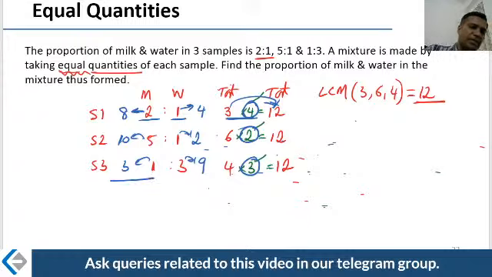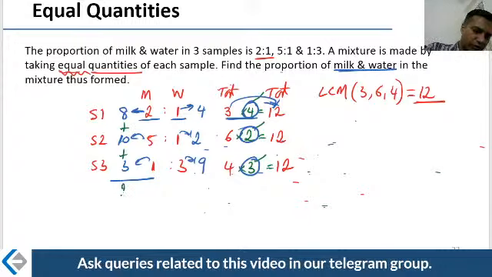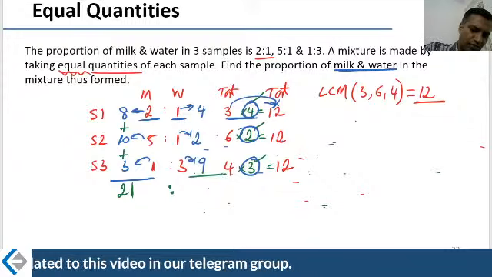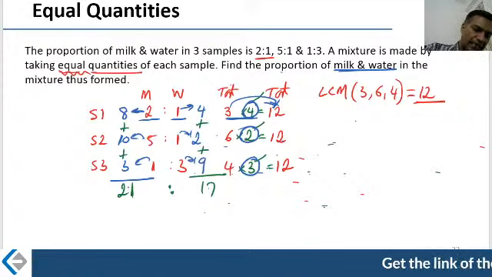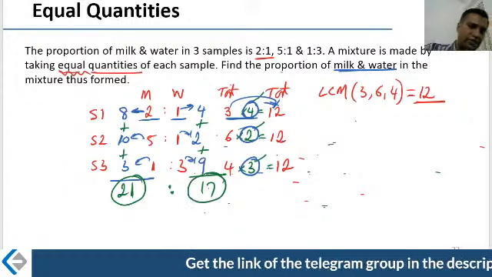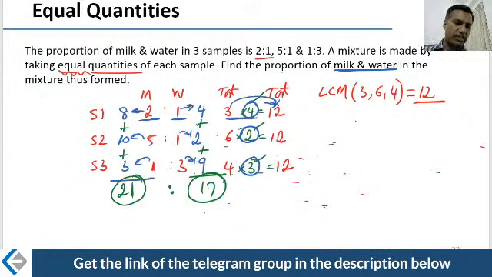Great. Add up all these numbers. Why? Because he's saying find the final proportion of milk and water. Final proportion is what? Add these numbers. 10 plus 8 plus 3, which is 21. What about the water, friends? Add them. 4 plus 2 plus 9, which is 17. Therefore, the final proportion is 21 is to 17. Thus the final quantity formed is in the ratio 21 is to 17.